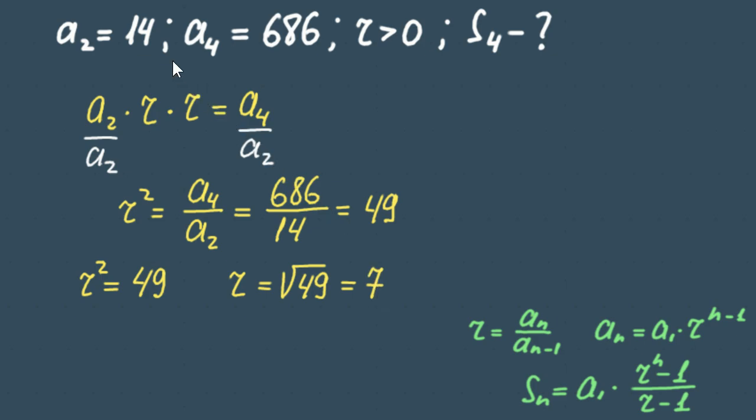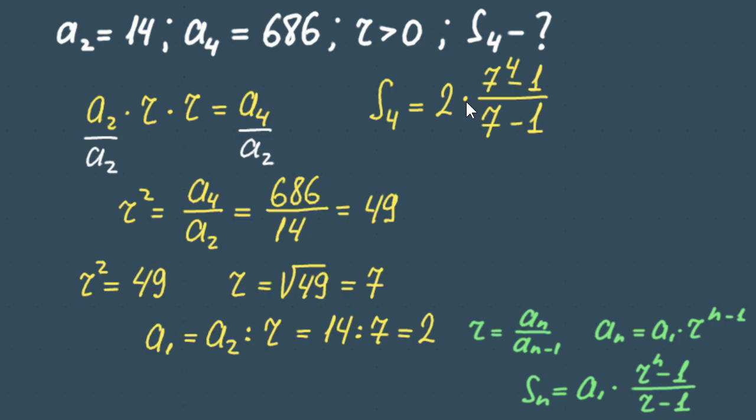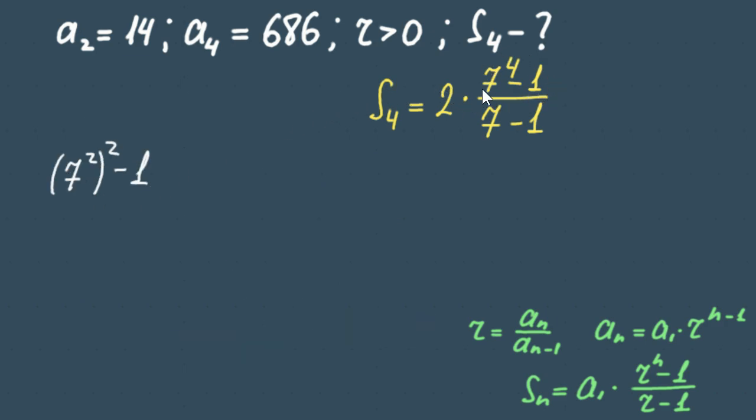I divide the second term of the geometric progression by the common ratio of the geometric progression. I get the first term of the geometric progression. And now I will use the formula. n will be equal to 4. Let's look at the numerator separately. I will write 7 to the fourth power as 7 to the second power, and again to the second power. Let me remind you of the formula for the difference of squares of numbers. And let's apply this formula.